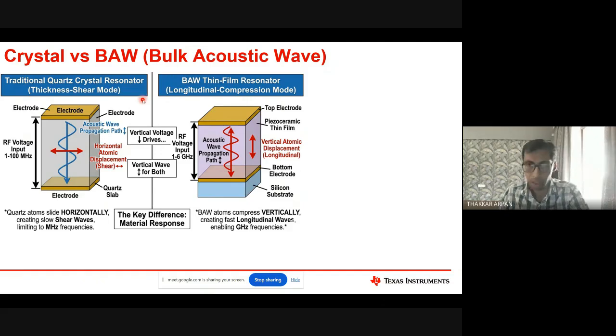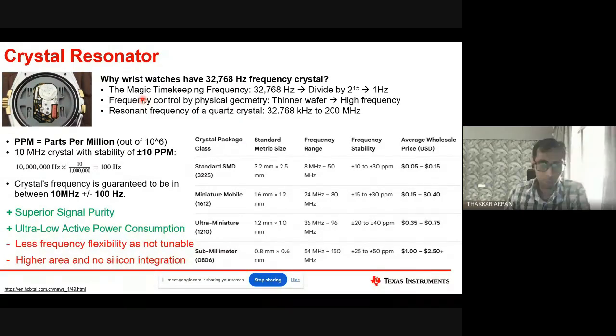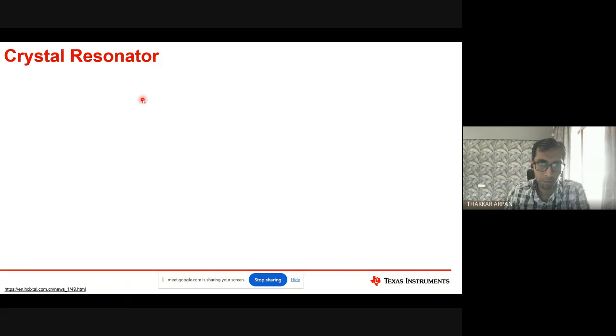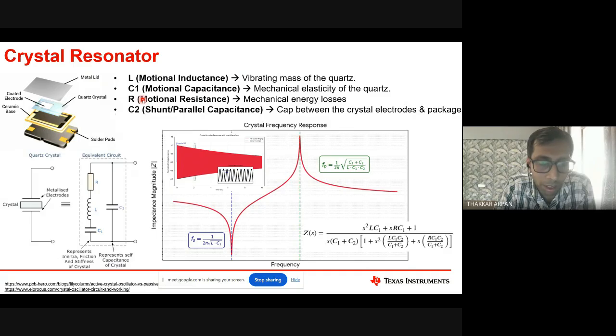Sir, before moving on to BAW, one quick question on the crystal. Can you move to the previous slide? Yeah, this one. How do we compensate for those losses? In a regular LC oscillator, we compensate with a cross-coupled CMOS pair. Here also you put a cross-coupled pair across it.